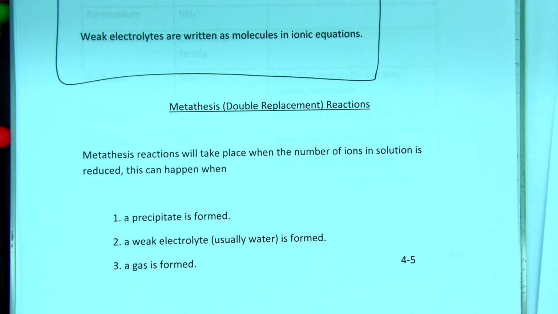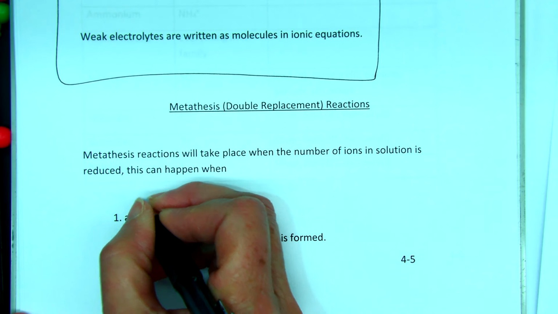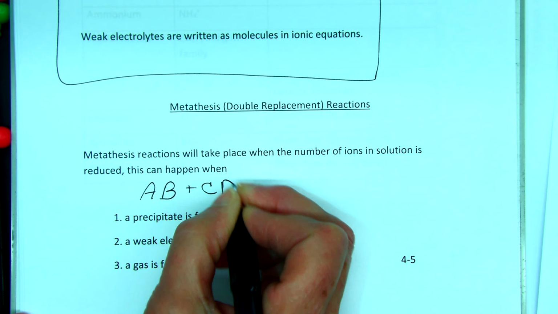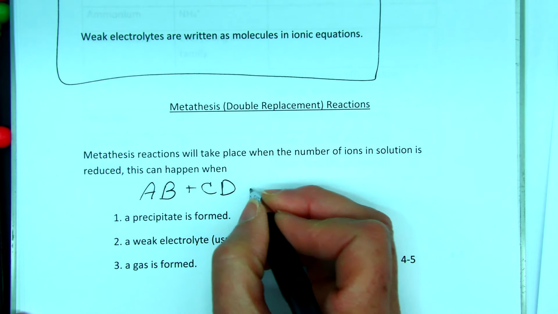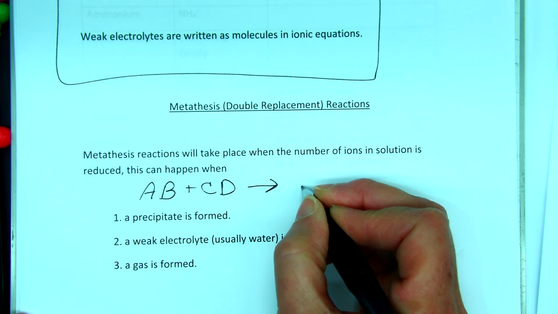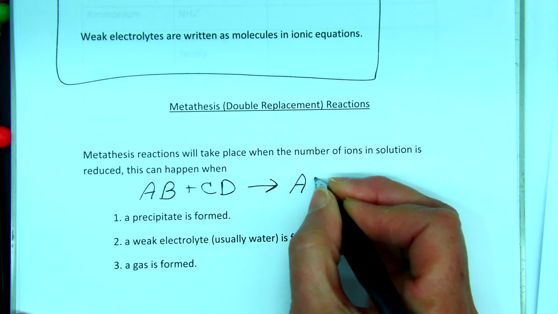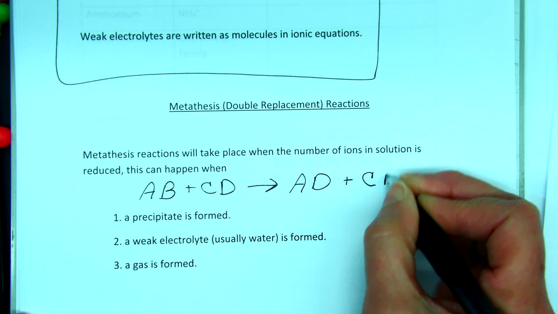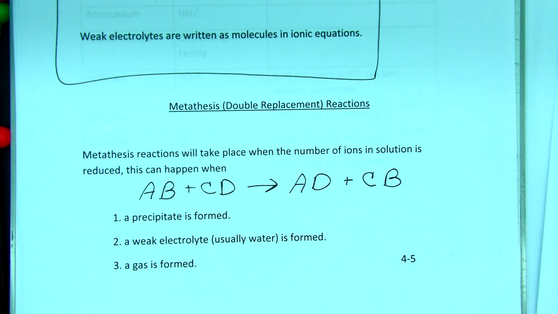So metathesis or double replacement happens when you have two compounds and they react to make two new compounds. So we have AB plus CD. Whatever these compounds are, they have ions in them, and they trade partners. So the cation A hooks up with the anion D, and the cation C hooks up with the anion B. We still write the formulas with the cation first and the anion second.